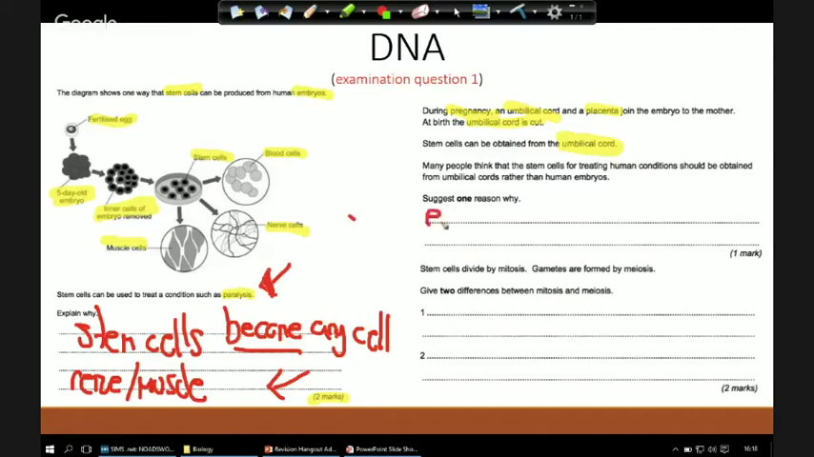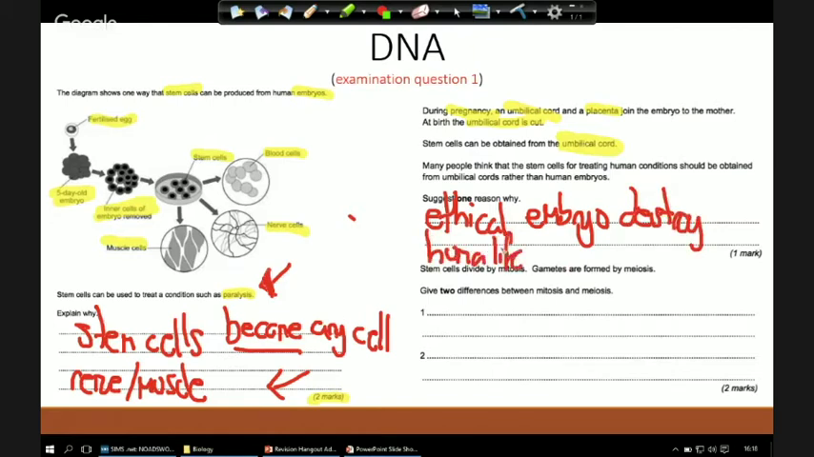Well, essentially, this is any type of ethical argument. There's an ethical issue with destroying embryos. Potentially, that is a human life. Getting them from the umbilical cord means we don't need to do that.